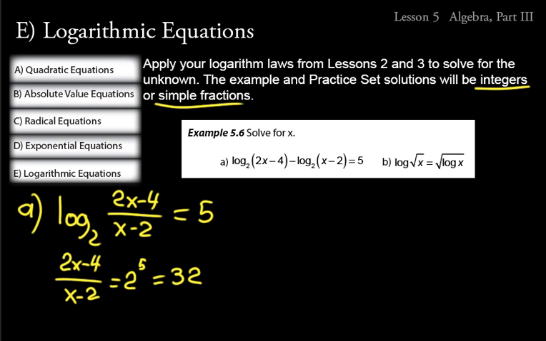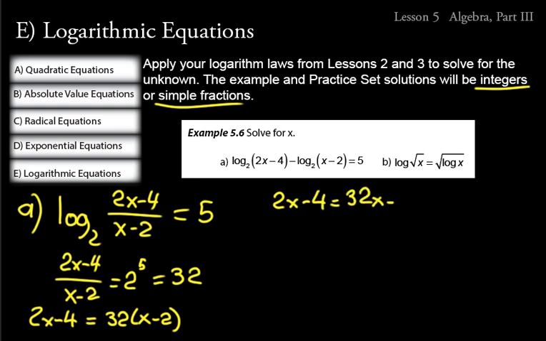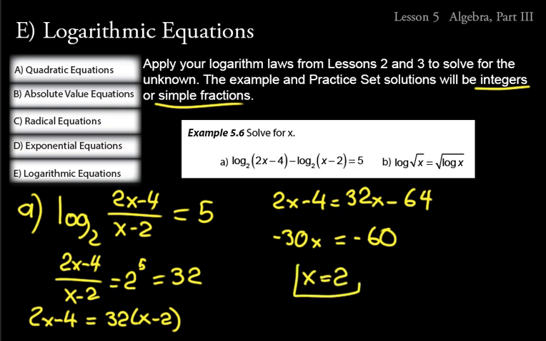Multiply both sides by x minus 2. So we'd have 2x minus 4 is equal to 32 times x minus 2. Expand that. 2x minus 4 is equal to 32x minus 64. Rearrange. Minus 30x is equal to minus 60. Divide both sides by negative 30, x equals 2. So A, x equals 2.